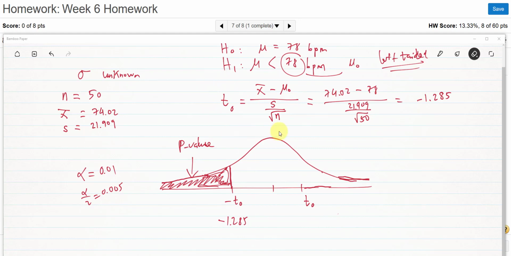Now the test statistic that we found earlier has a negative value, so I put the negative value on the negative side, and we are looking for the left tail. Therefore, I'm looking for the area of the left tail, and the area of the whole left tail here is the value of the p-value. So to find the p-value, we are looking for the area of the left tail.